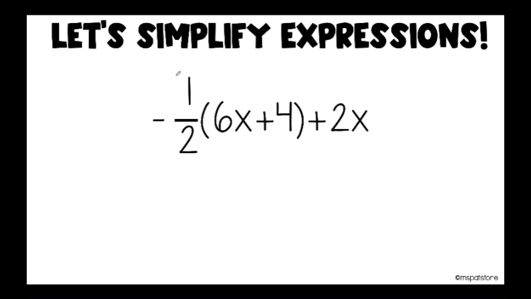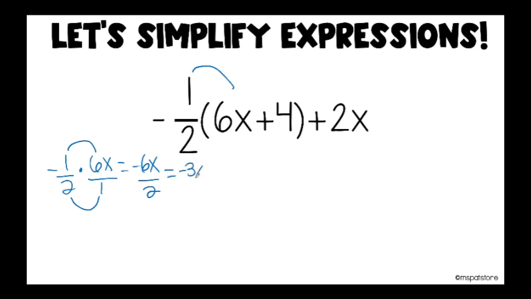Let's take a look at this expression. As you can see, in this part of the expression, we have a distributive property. And in here, we just have a term, okay? So I need to solve the distributive property first, and then I will deal with this term, okay? So negative half times 6x. Let's do it here. Negative half times 6x, invisible 1 as a denominator. Negative 1 times 6 is negative 6x. 2 times 1 is 2. Negative 6 divided by 2 is negative 3x.